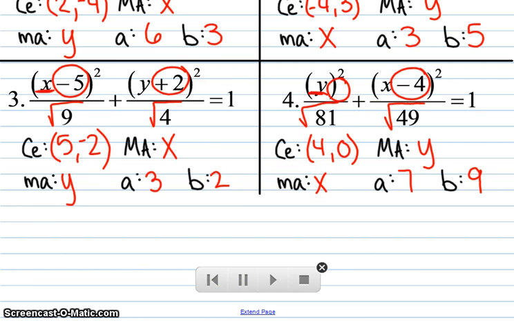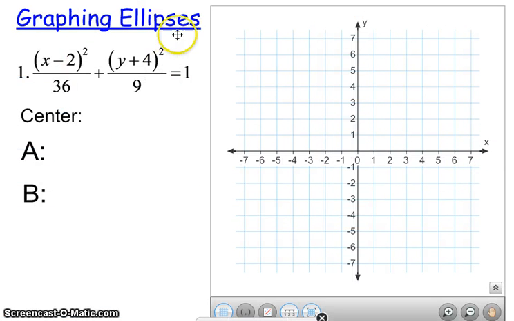All right, then the last thing we need to know about ellipses is how to graph these things. So, we have one problem here. You might want to pause this and copy this down so you've got it in your notes. Okay, let's go through how you graph these.